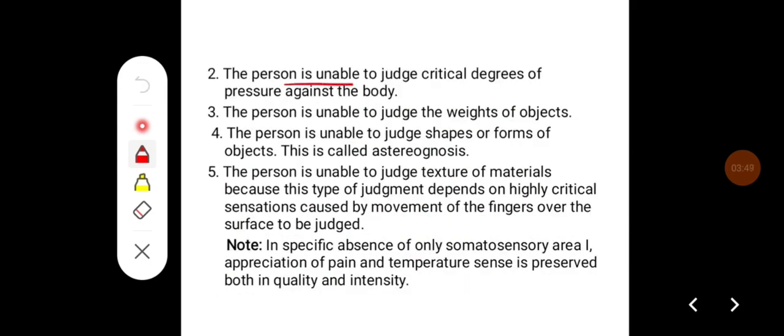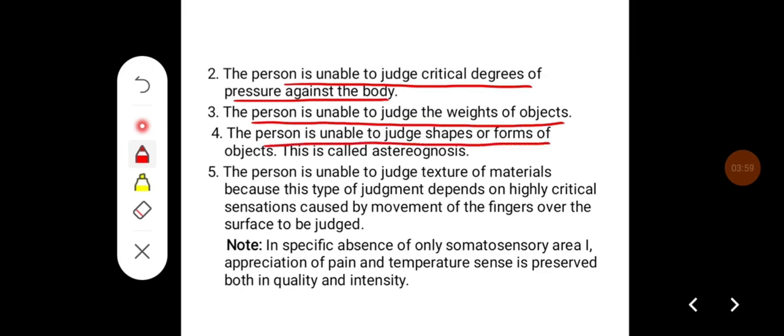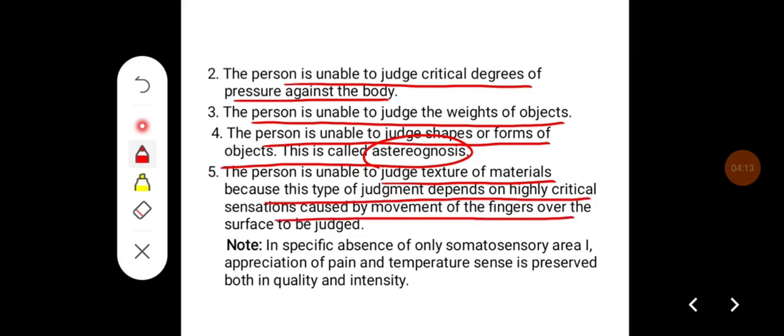Second, the person is unable to judge the critical degrees of pressure against the body. Then the person is unable to judge the weights of objects. Then the person is unable to judge shapes or forms of objects, and this is called astereognosis. The person is also unable to judge the texture of materials, because this type of judgment depends on highly critical sensation caused by movement of the fingers over the surface to be judged.